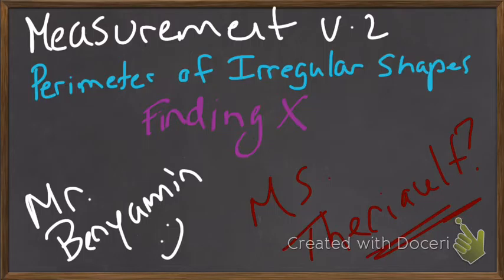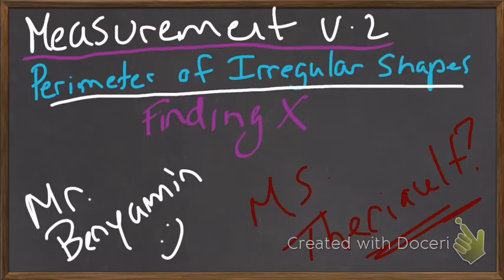This is our second video in our measurement strand. We're going to be looking at perimeter of irregular shapes as well as finding the elusive x.